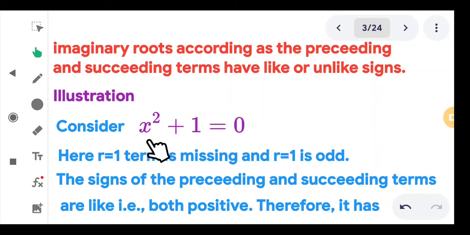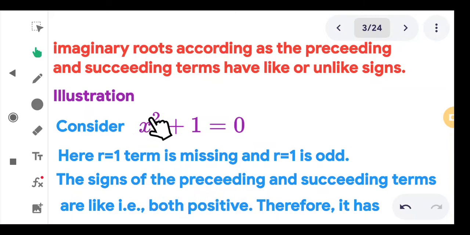Illustration: consider x square plus 1 equal to 0. We already know that this has two imaginary roots. Let's verify the Gauss rule for this equation. Here one term is missing. Which term is missing? Coefficient of x is missing. Therefore, there is one term. One is actually an odd number. And the signs of the preceding and succeeding terms are here.